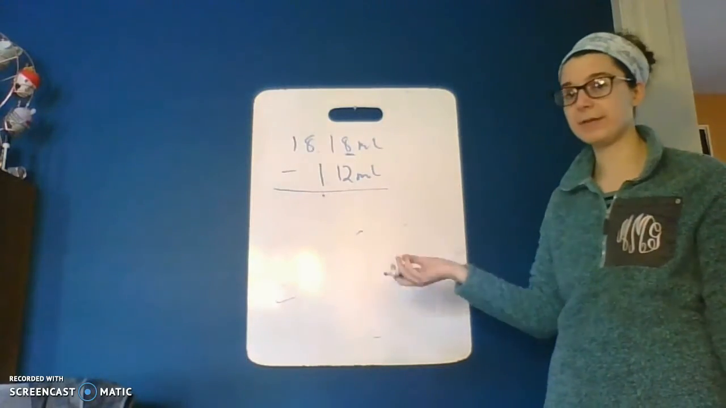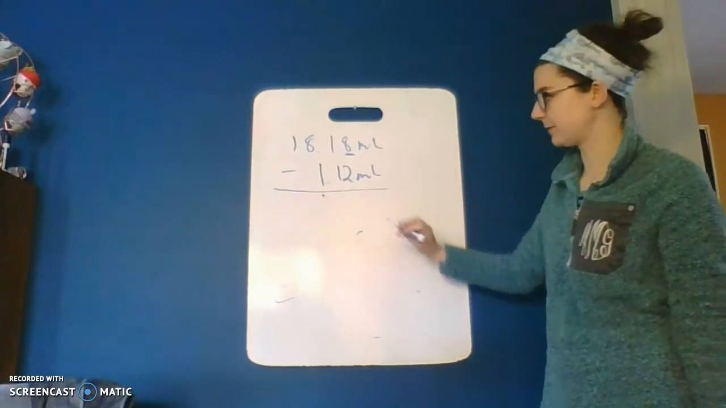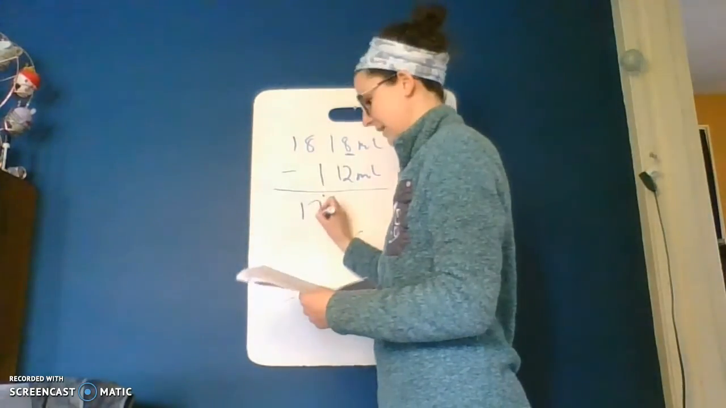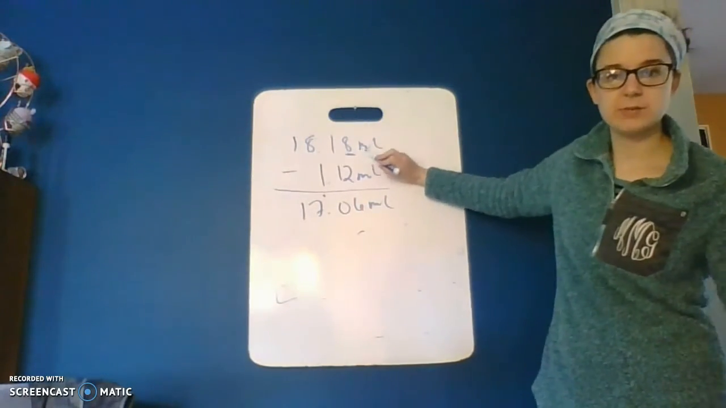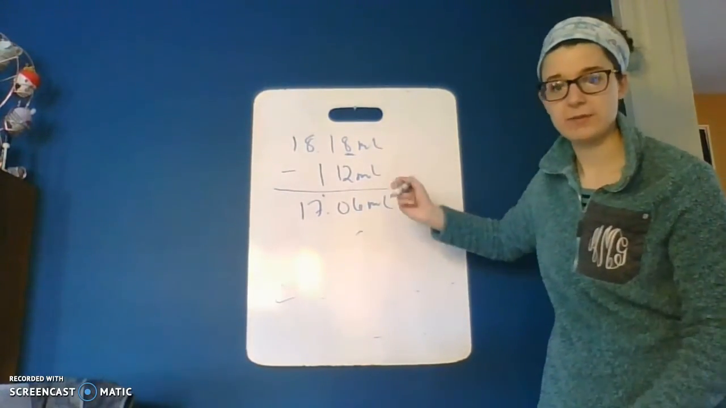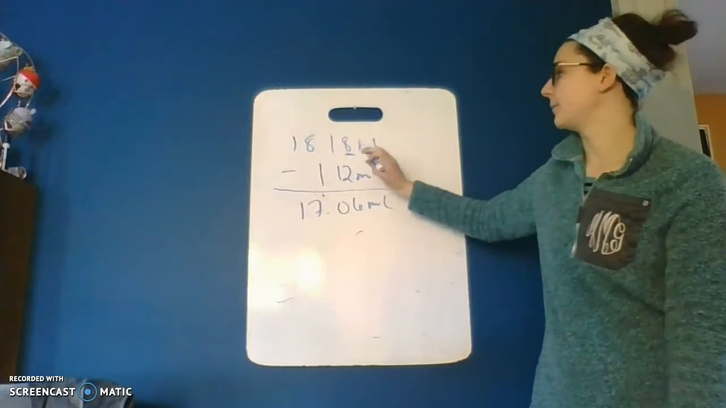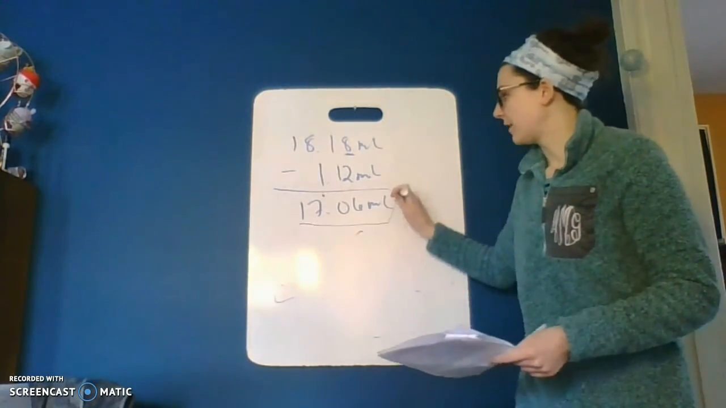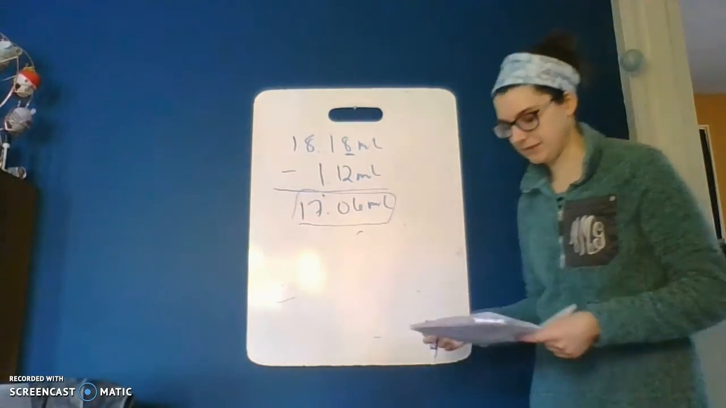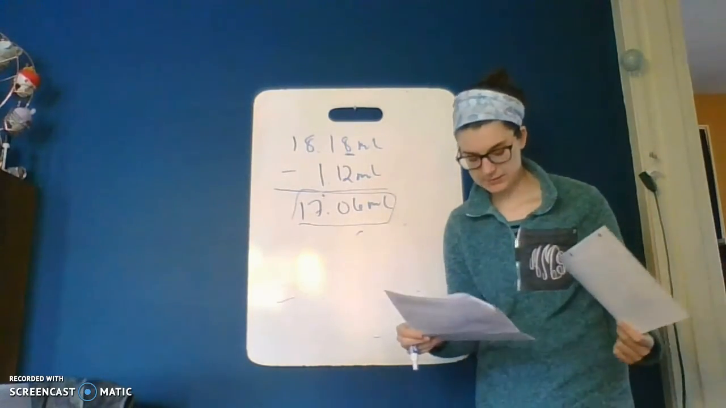So to find the amount that was dispensed, I take my final minus my initial, and I get 17.06 milliliters. If you estimate this digit to be 9, 7, 6, whatever, that is totally fine because it is an estimated digit. So you may get something a little bit different, but you should have gotten around 17.06 milliliters.